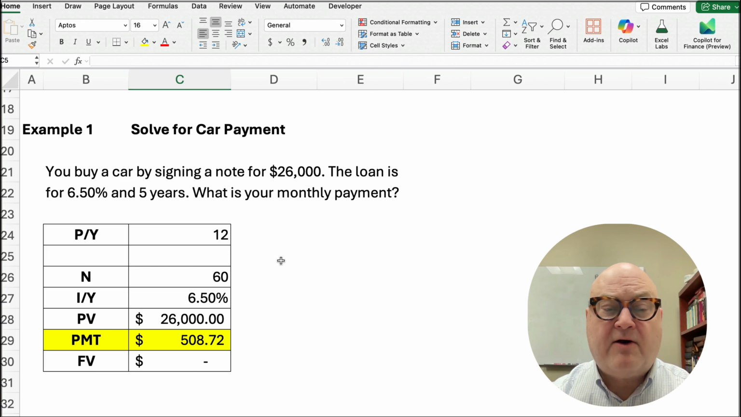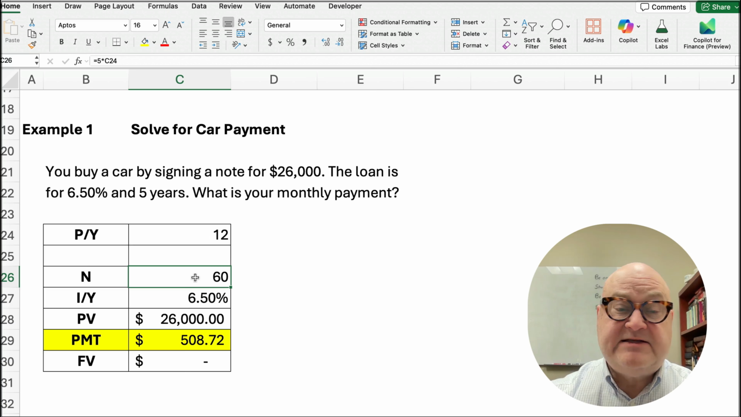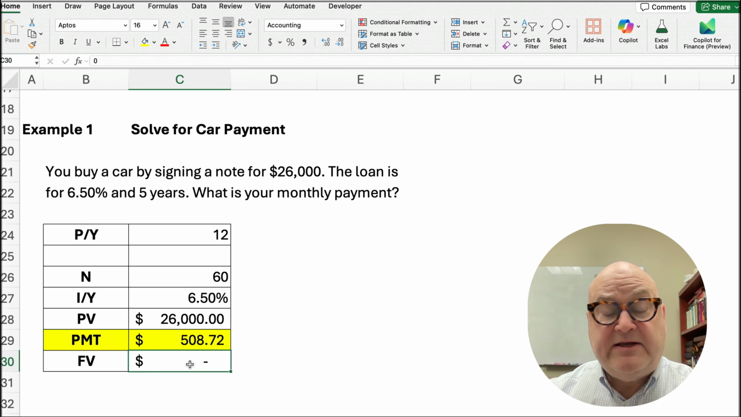Let's say you buy a car by signing a note for $26,000. The loan is for 6.5% for 5 years. So here's what we have. We have present value is $26,000. The loan is going to be for 6.5% and for 5 years. Now, this is not a 5-year problem. This is a 60-month problem, because what is our monthly payment? Now, one of the things we need to do is show the future value is going to be zero. So we're going to pay off this loan of $26,000 at 6.5% for 60 months.